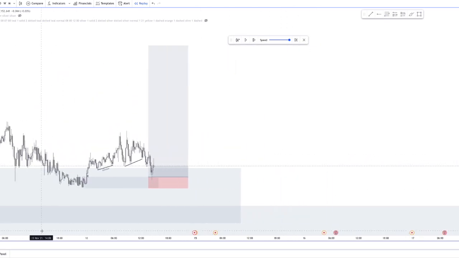But if you want, you can look for more confirmation on a lower time frame, on 1 minute for example, if you like 1 minute.